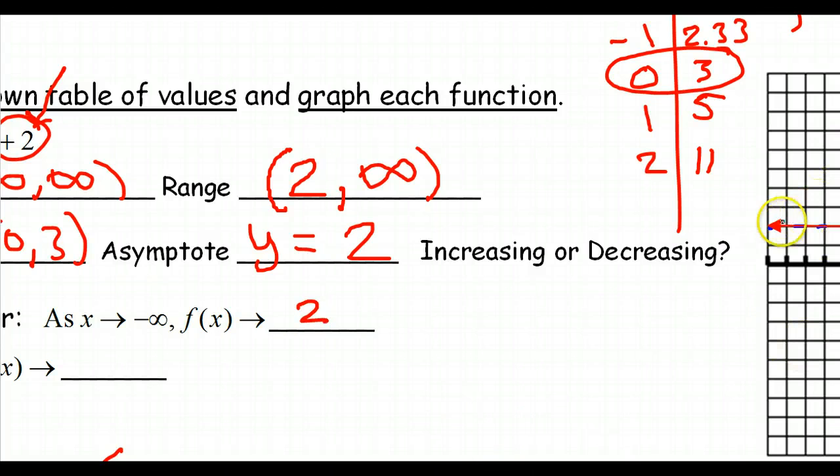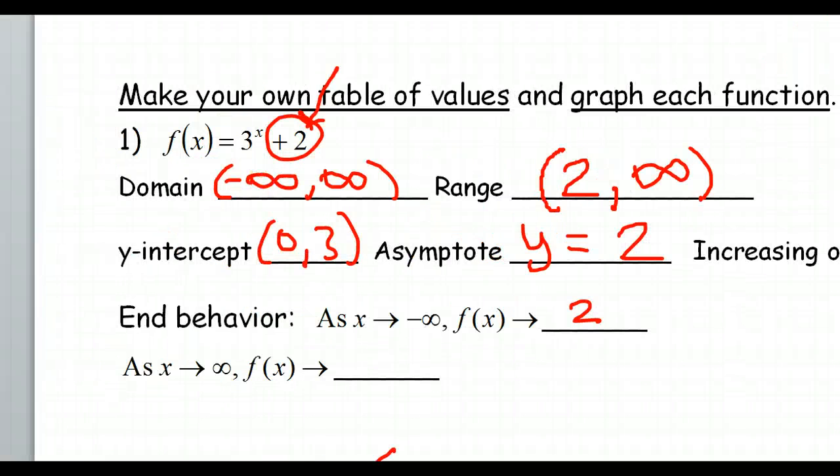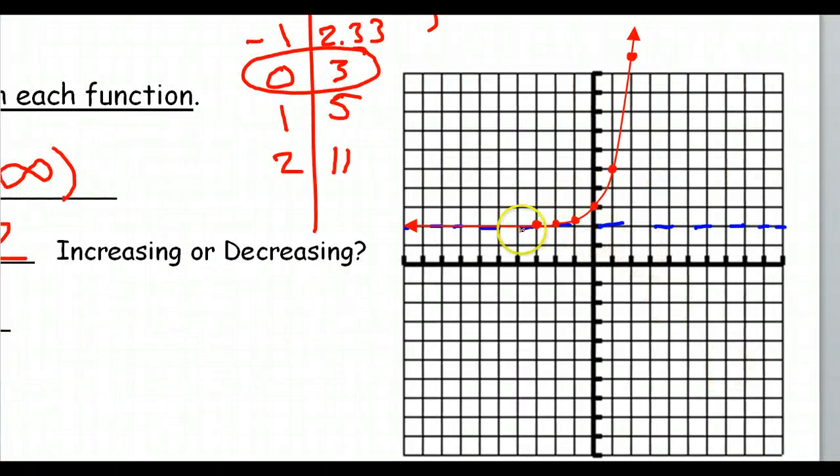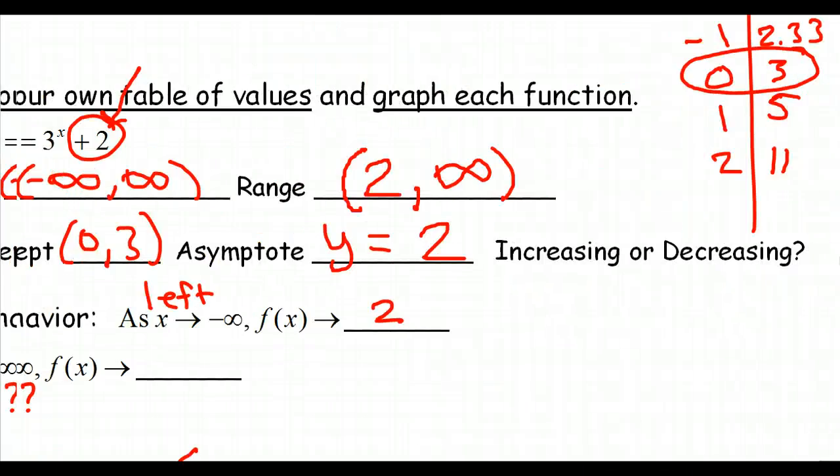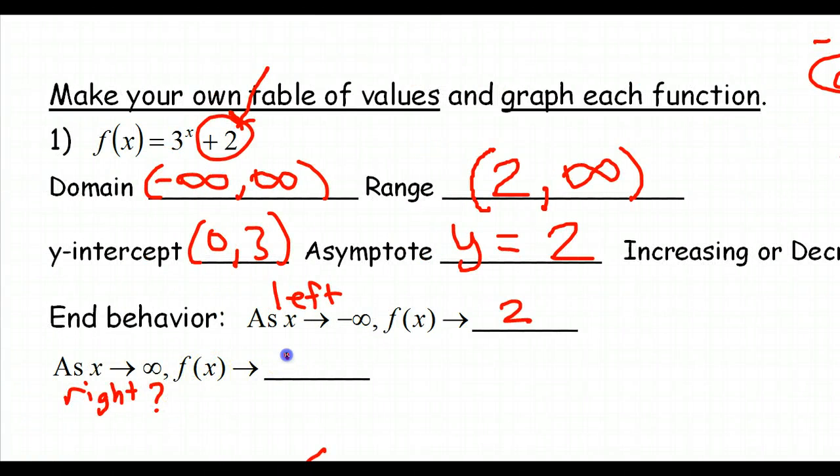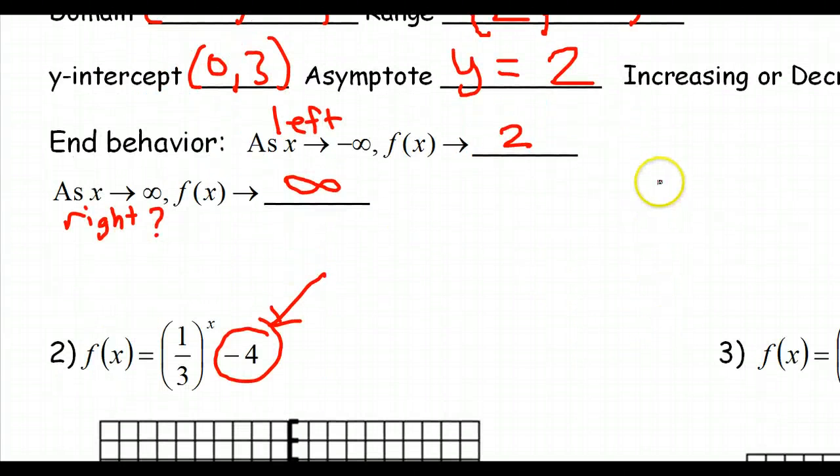The value of the function approaches 2. Now, this as x approaches positive infinity, that's just a fancy way of saying as we go to the right. So basically this part is saying what happens on the right, and this part is saying what happens on the left. On the left, the function approaches 2. But as you go to the right, the function doesn't approach any particular number. It just goes up and up and up forever. So on the right, we're going to say the function approaches positive infinity. So end behavior is just what happens on the left, what happens on the right.